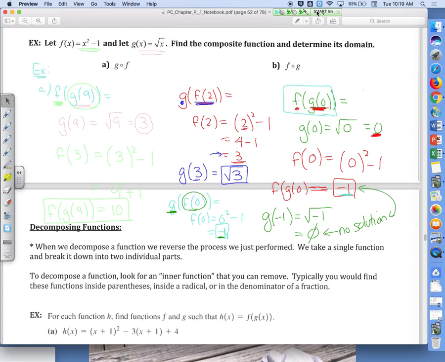So the idea is that you see that the property is not commutative. Just because f of g of 0 gives you an answer doesn't mean the other way around gives you the same answer.